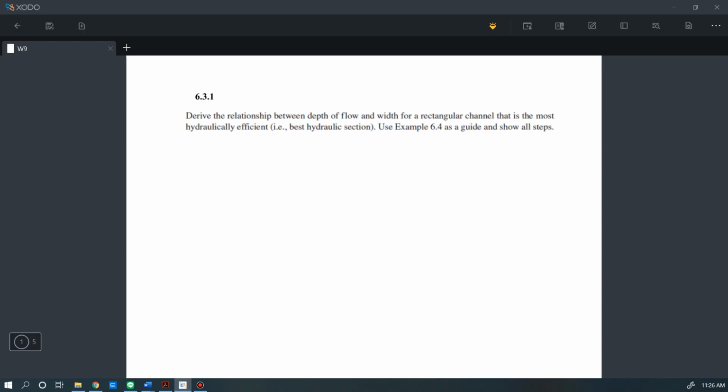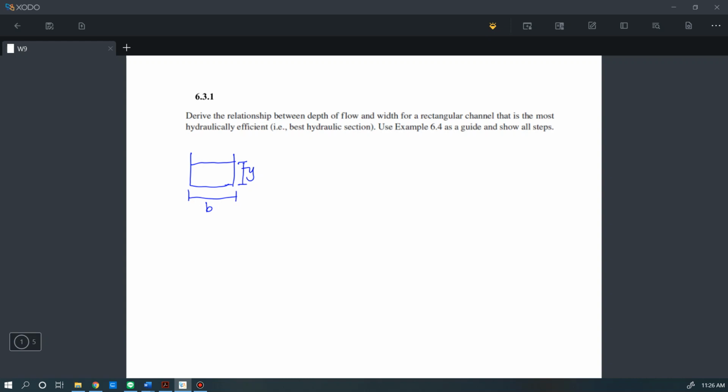So let's start with the first question, 6.3.1. In this question, we are asked to derive the relationship between the depth of the flow and the width of the rectangular channel that is most hydraulically efficient. So we have a rectangular channel, and we define the width of the channel to be B and the height of the channel to the water surface to be Y.